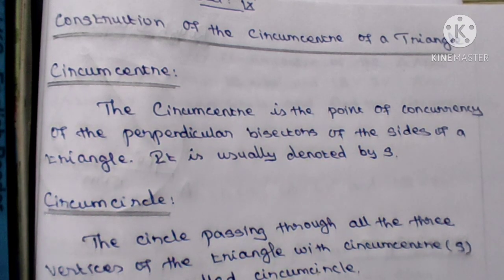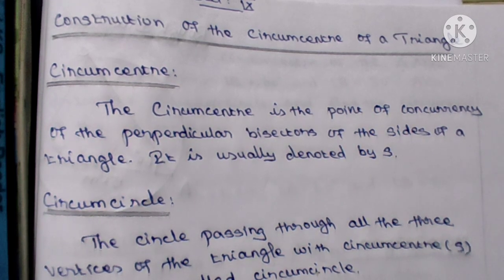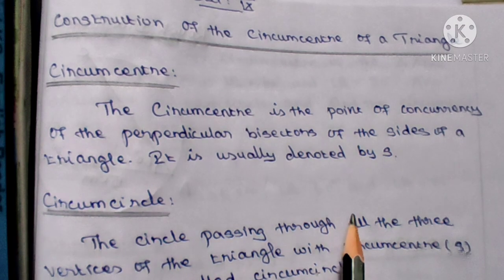Again, I will repeat. The circumcenter is the point of concurrency of the perpendicular bisectors of the sides of the triangle. If the perpendicular bisectors are intersecting at one point, that point is the circumcenter. It is usually denoted by S.